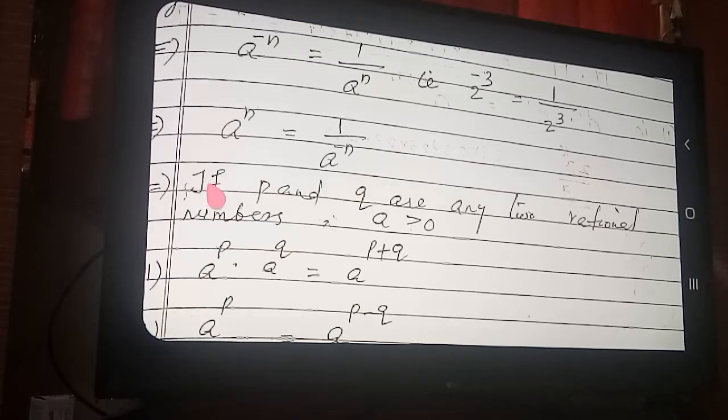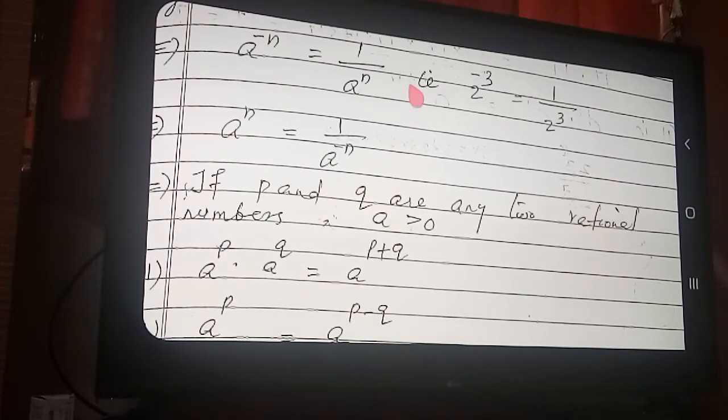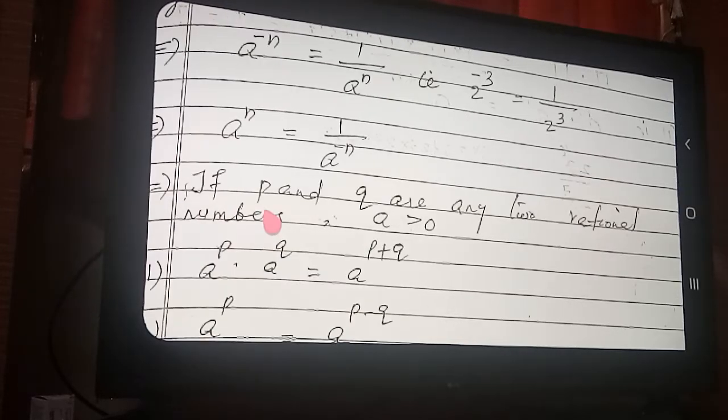Here listen. If P and Q are any two rational numbers, 2 and 3 are also rational numbers. But P and Q any two rational numbers means we write them in the form 2 by 3, 3 by 5, etc. P is in the form of 2 by 3 or 7 by 5, etc. Q is also another rational number. So there also we are applying the same formula. Which formula? The laws of exponents I explained now, the same formulas.